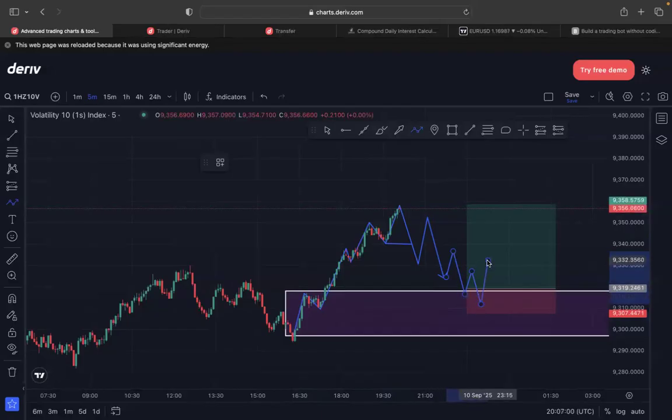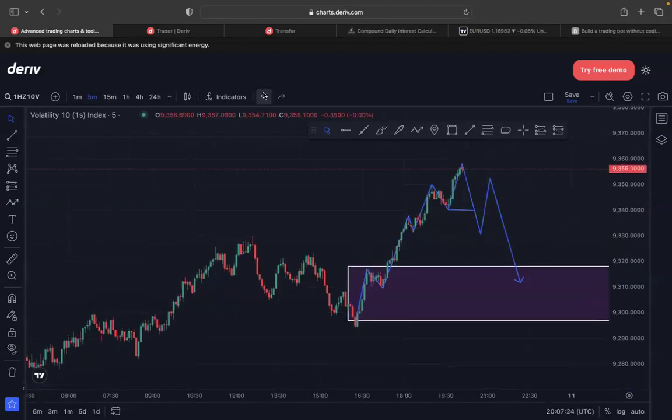Change of character. After I get my change of character, I'm going to have my pullback. My entry is going to be here, and then I'm going to target this high here. This is probably what I'm waiting for on this market, as you can see. So you just go down to the lower time frame to look for a change of character on there. We're going to be talking about that later on.